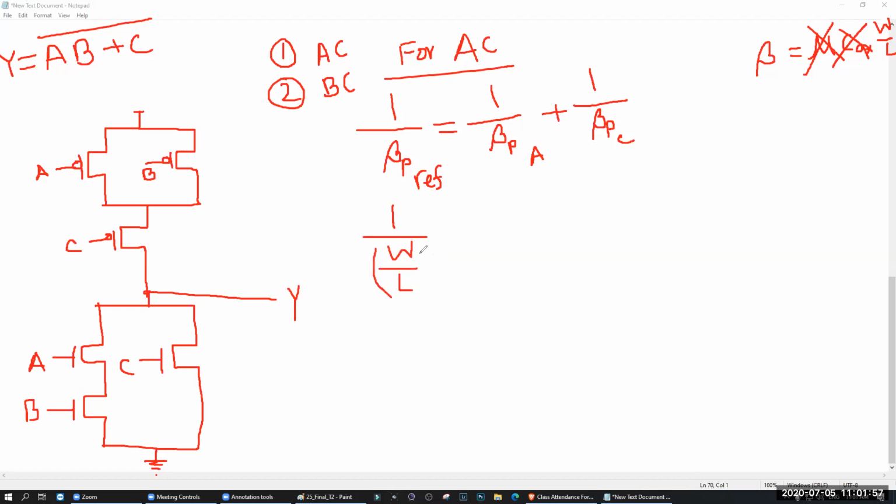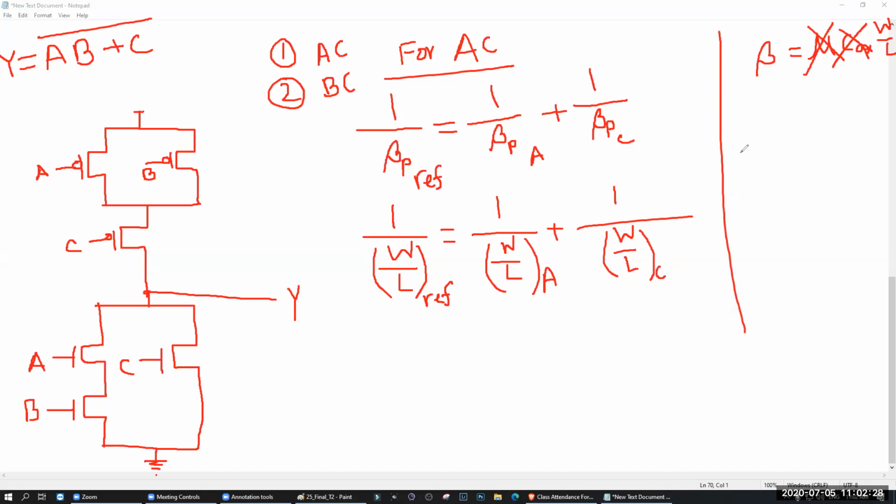Now, remember, this is for the reference circuit. Reference means our NOT gate. This is for the NOT gate, equal to 1 divided by W by L. This is A. 1 divided by W by L, this is for C. Okay, we will keep L equal to 1. We will keep L equal to 1 because I told you before our L will be fixed, right?